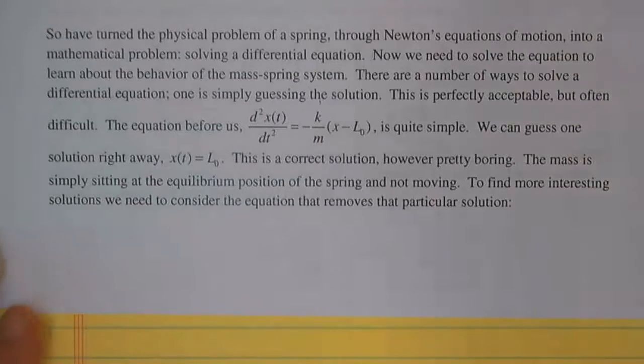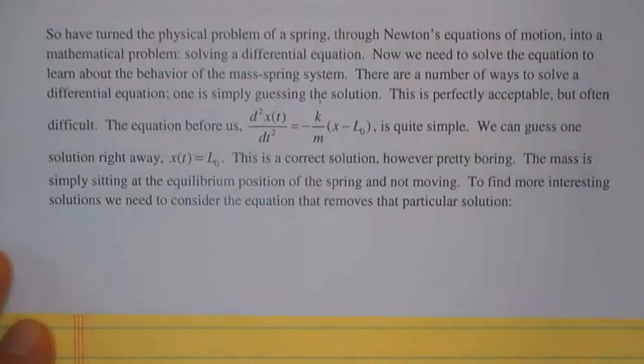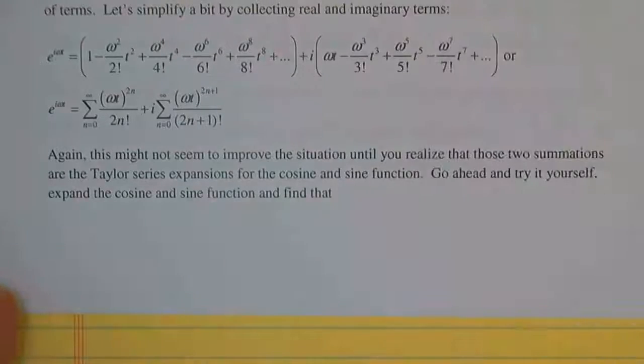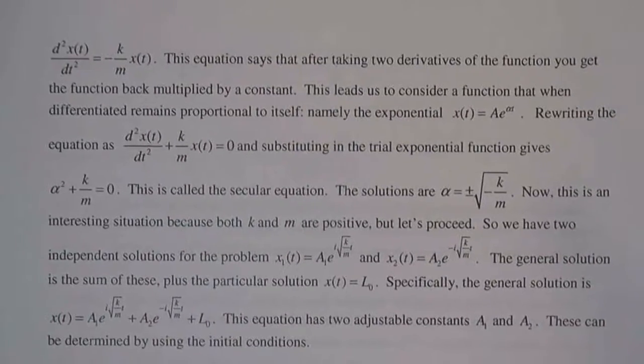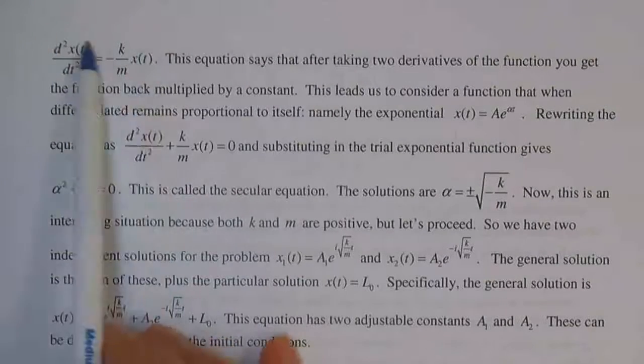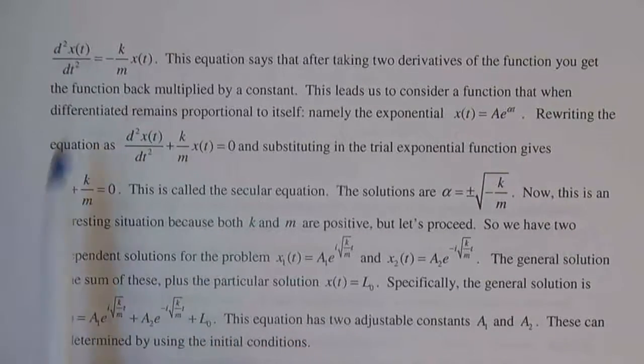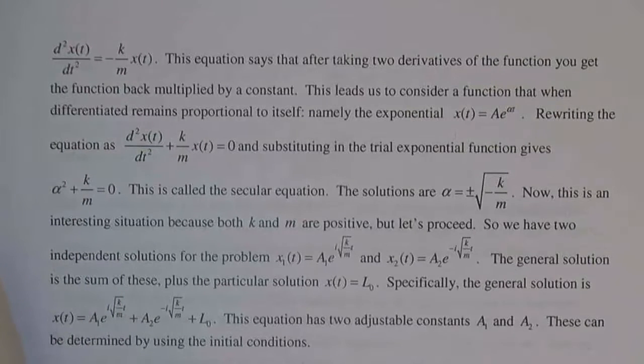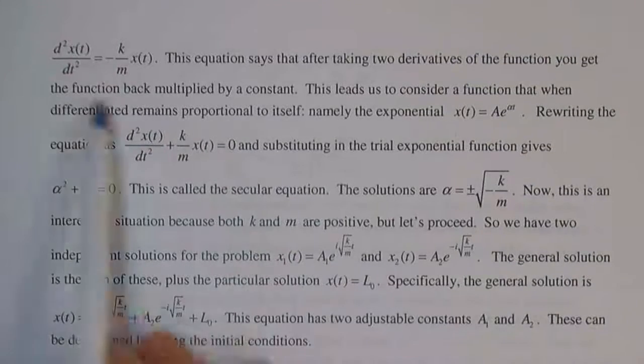Since we have that, we can actually go on to find a bit more interesting solutions by just looking at the homogeneous problem, getting rid of that constant. So our new problem now is going to be a second order equation, but doesn't have the constant onto it. We already have a solution for that, the trivial one. X of t just equals a constant L0.